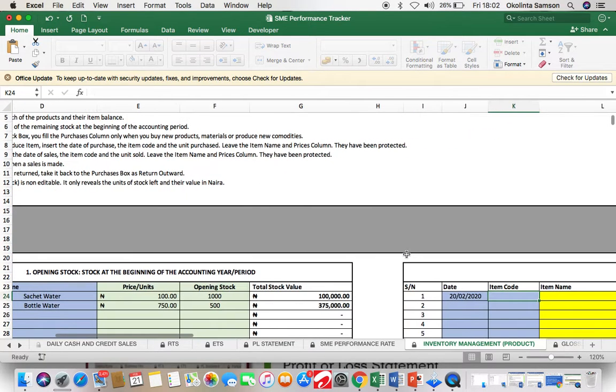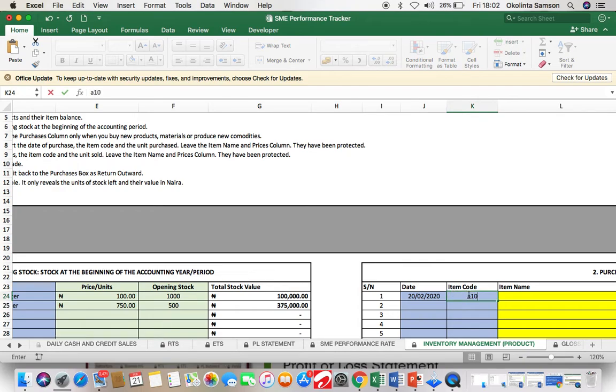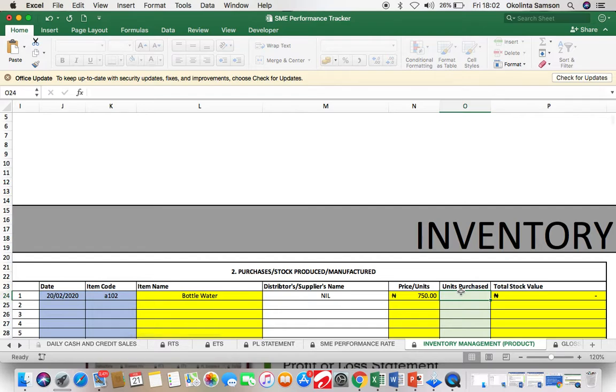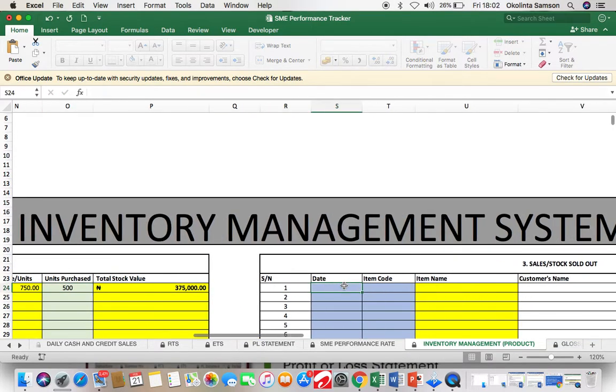So we need to just come in here and input the code A102, and then this comes up here, and then the price, and then you include it. You can include the supplier's name here, or you just leave it empty. So let's just leave it empty, and then you come here and input the unit purchase. So that's 500, and then it comes up here.